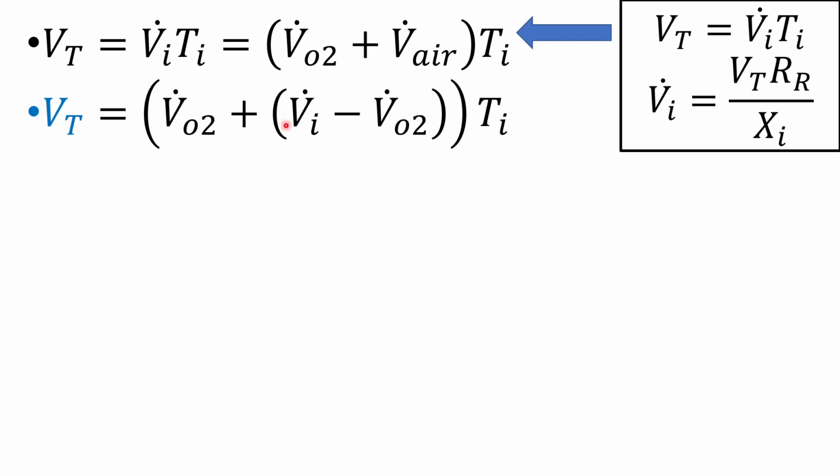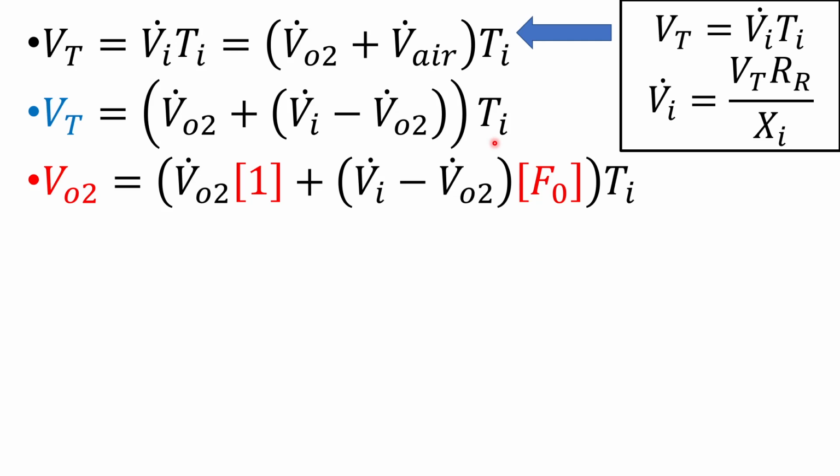So the flow total minus whatever we get from the O2 is going to be the remainder, which is from air. So I'm kind of rewriting it, I'm kind of reversing it again, even though we know that VI is VO2 plus V air. I'm writing V air as VI minus VO2 because it'll make the math work out better. And we carry the Ti.